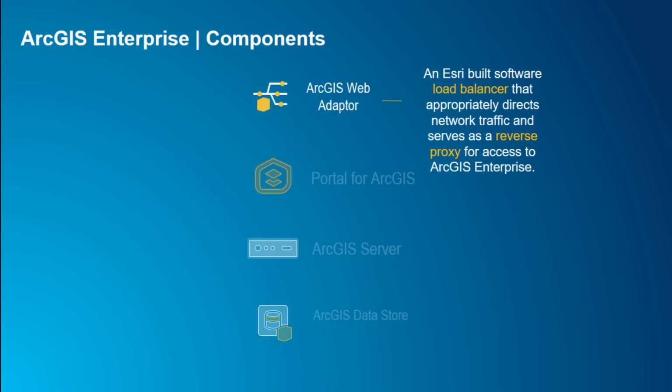Well, let's start with the Web Adaptor. So the Web Adaptor is an Esri-built load balancer. What it does is it directs network traffic, and it serves as a reverse proxy for access to your enterprise. It comes in 2 different versions, IIS and Java. The IIS version runs in Windows or Microsoft IIS, and the Java version runs on a Java-based web server, such as Tomcat or WebLogic. Does anybody in the room have any experience with web servers or web server technology?